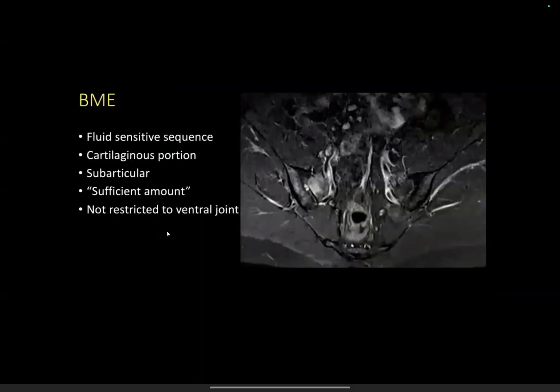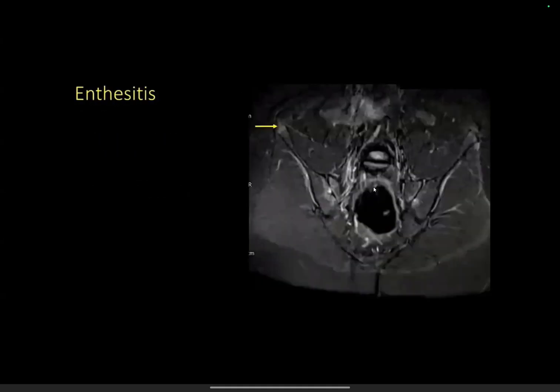So bone marrow edema. This is to be labeled obviously on a fluid sensitive sequence, and this is seen in the cartilaginous portion of the joint in the subarticular region. It has to be basically significant. Just a small focus of hyperintensity, you can't label it as sacroiliitis. And again, you have to correlate with the clinical picture, with the pain extent and with the duration of pain. And it is not restricted to the ventral aspect of the joint, meaning it has to go to the dorsal aspect also.